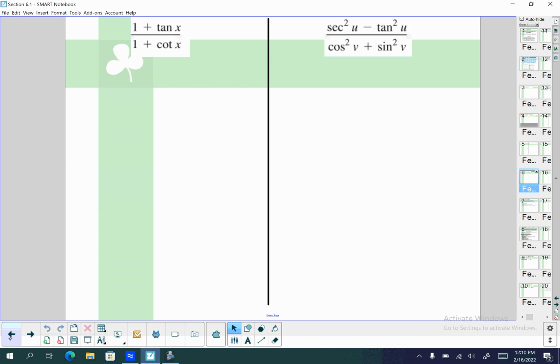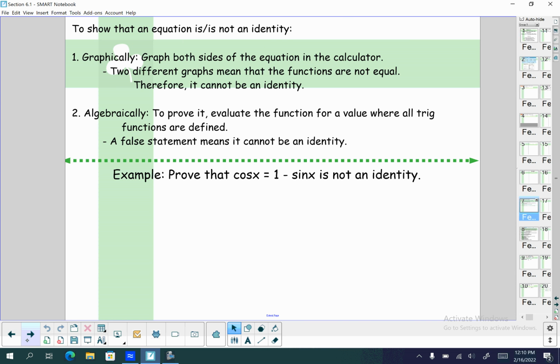You should have also written down one problem where you were disproving. You can disprove either graphically or algebraically. Graphically is where you graph it, show they're not the same. Algebraically is where you plug in a number and show that they're not the same, one or the other. And then today we're going to get into the actual proof part.